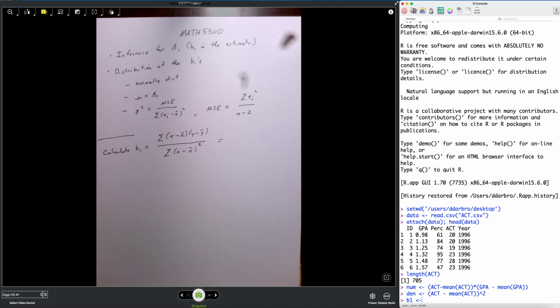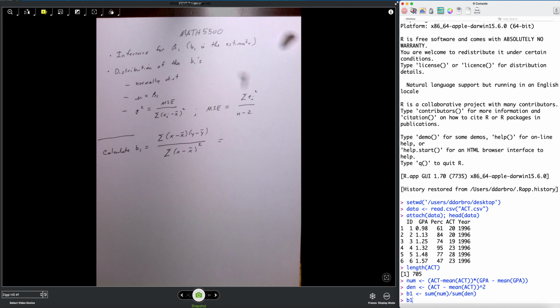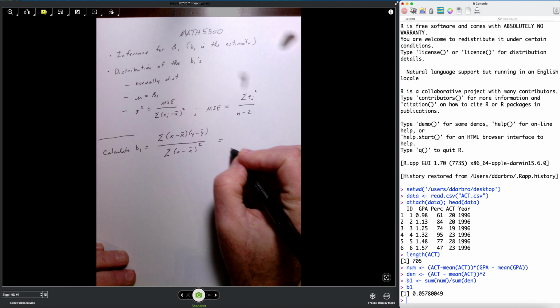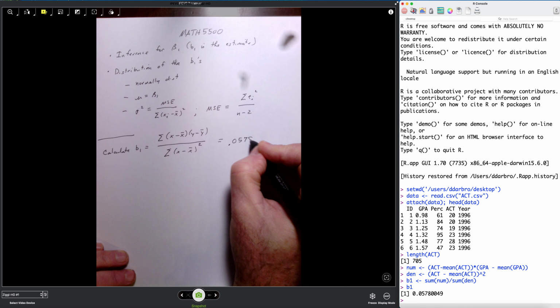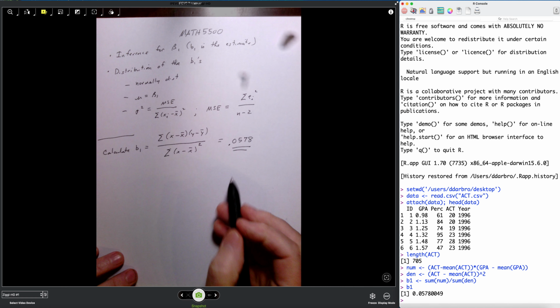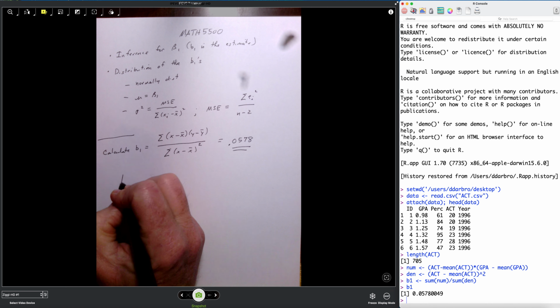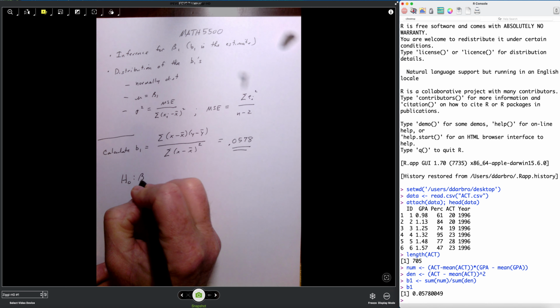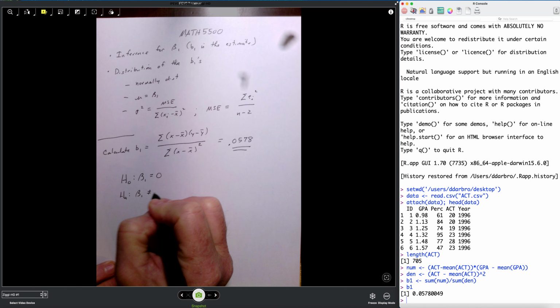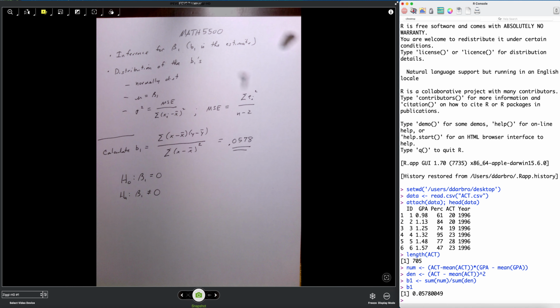So my estimate for beta 1 is the sum of the numerator divided by the sum of the denominator. So 0.0578 is the estimate for beta 1. Now, let's move into the inference setting. What I want to do is take this sample and test that we have what I would call statistical significance. And I want to test this against beta 1 not equal to 0.